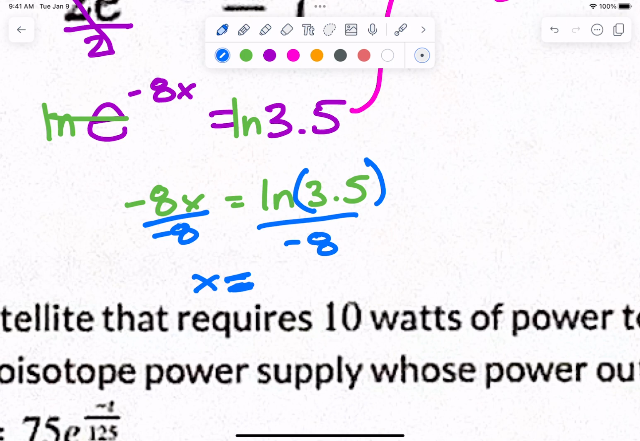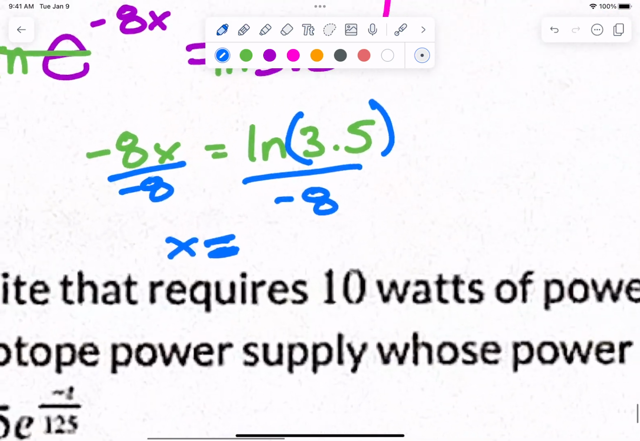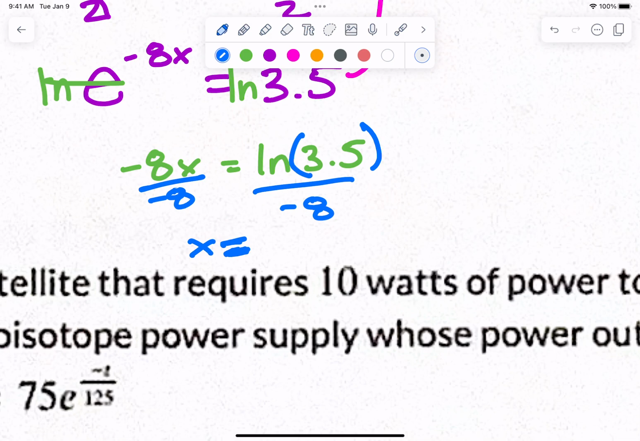Can we use a calculator on this one? Yes. Wait, do we have to solve for x? Do they tell you? Yes, go ahead and solve for it. I was just making sure. No, this one you have to use a calculator for. ln 3.5 divided by negative 8.